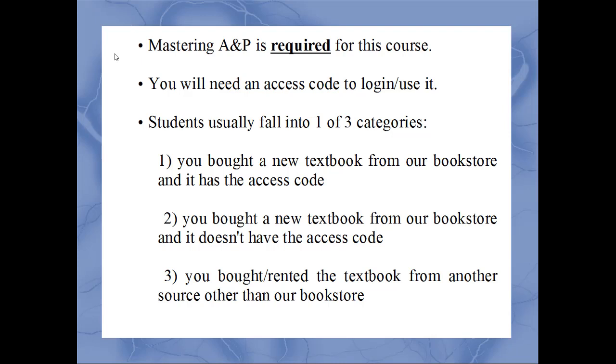Secondly, you will need an access code to log in and to use Mastering A&P. Now, students fall into one of 3 categories typically when it comes to this software. 1, you bought a brand new textbook from the bookstore on campus and it has the access code with it. Or 2, you bought a new textbook from the bookstore and it doesn't have the access code. Or 3, you have either rented the book or you bought the book from someplace other than our bookstore. Kindle, Amazon, so on. So we'll go over what you need to do in each of these situations.